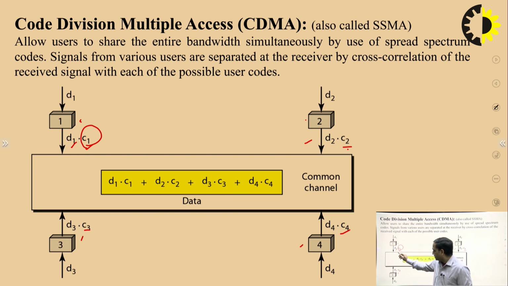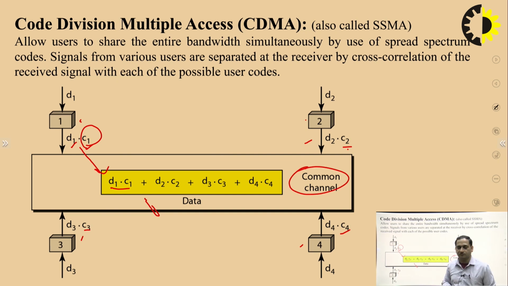So this data will be transmitted by user 1, and we are using the same common channel. This is the definition of multiple access, that the common channel can be accessed by different users. So this is multiple access. This D2 C2 is coming from user 2, D3 C3 is coming from user 3, and D4 C4 is coming from user 4.